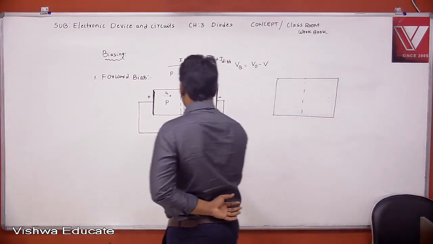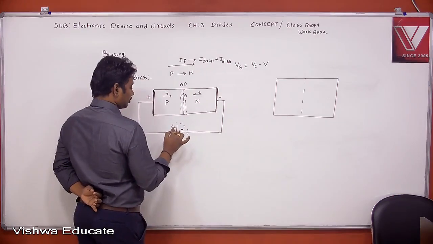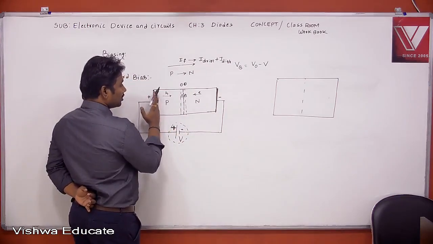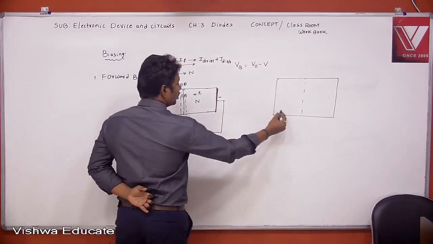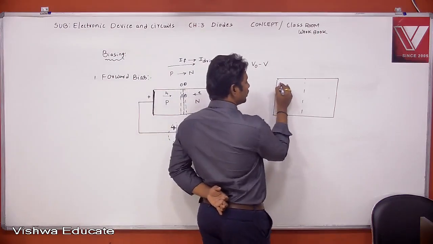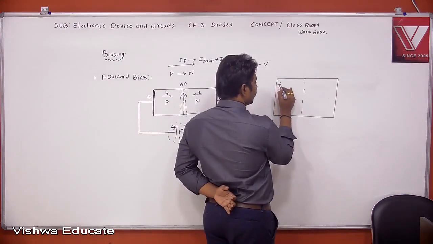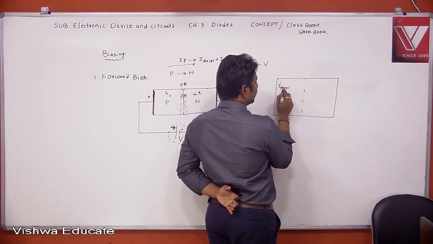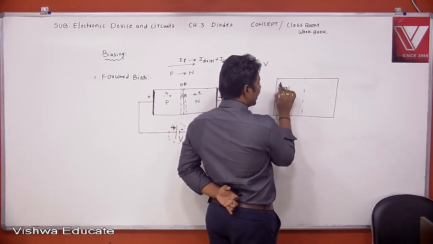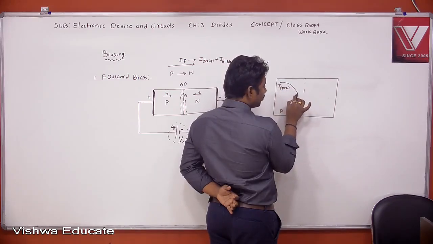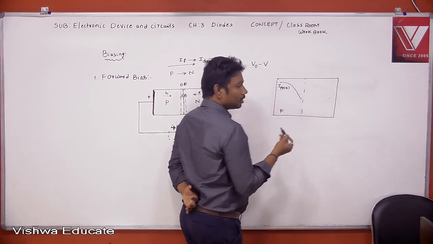Due to the positive potential of the battery, the holes are drifted toward the junction. If the holes are drifted toward the junction, it produces a current. That current is called what actually? IPP of X. IPP of X is nothing but hole current in p-type semiconductor. This IPP of X starts decreasing as moving toward the junction. Why does it decrease as moving toward the junction?